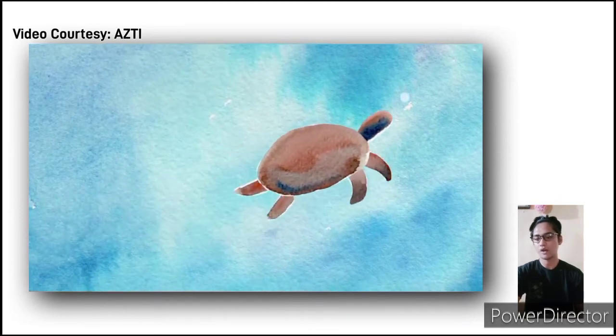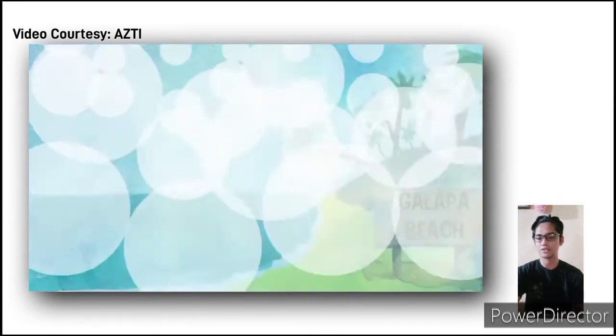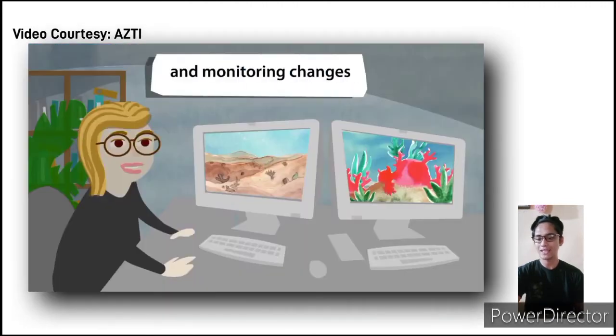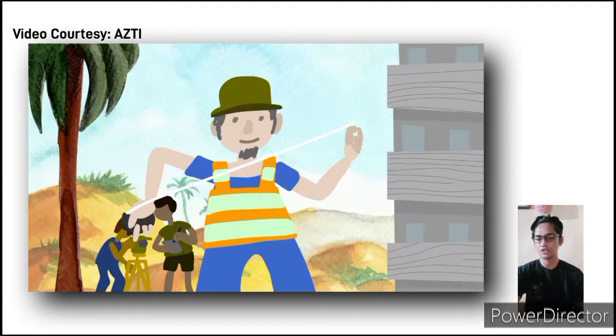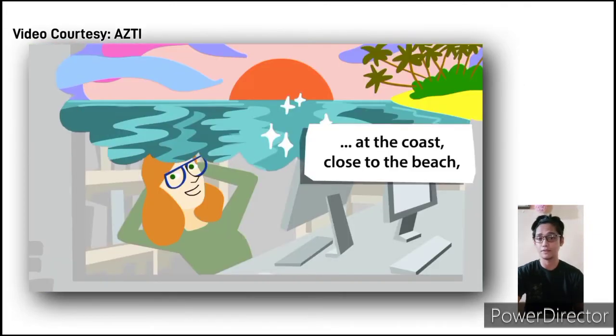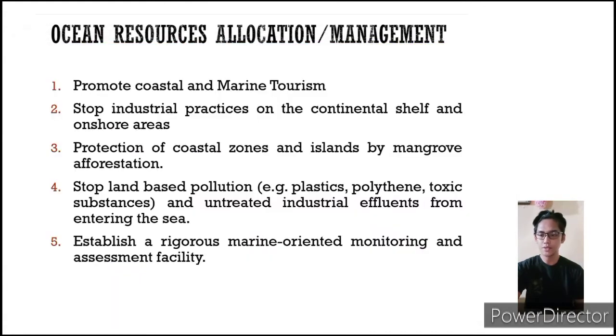Locally, although efforts have been made in designating pristine coastal areas as parks, reserves, and sites of special scientific interest, there has to be an enhanced framework for monitoring and management, highlighting the need for sustainable tourism development. Number two is stop industrial practices on the continental shelf and onshore areas.